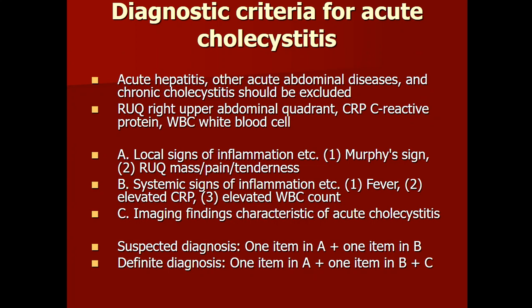So, you will have a suspected diagnosis if you have one item in A and one item in B, but you will have a definite diagnosis if you have additionally C, imaging findings characteristic of acute cholecystitis. So you always must confirm your objective examination and your lab tests by diagnostic imaging findings.